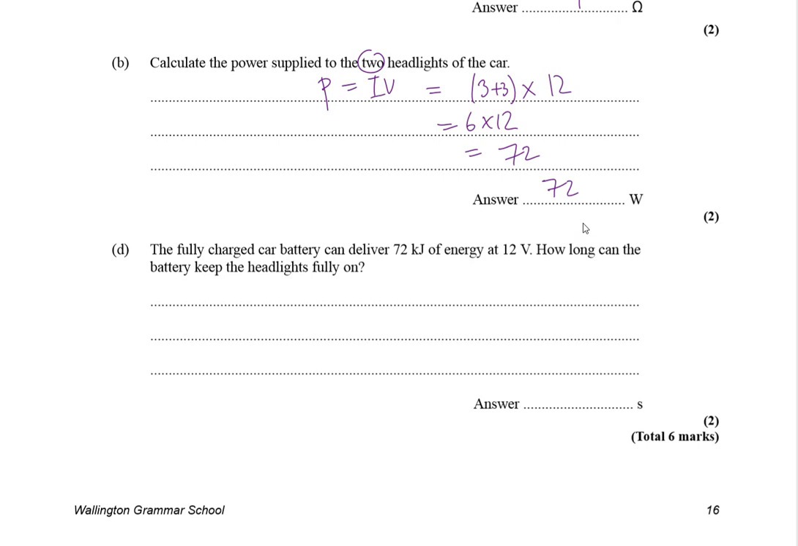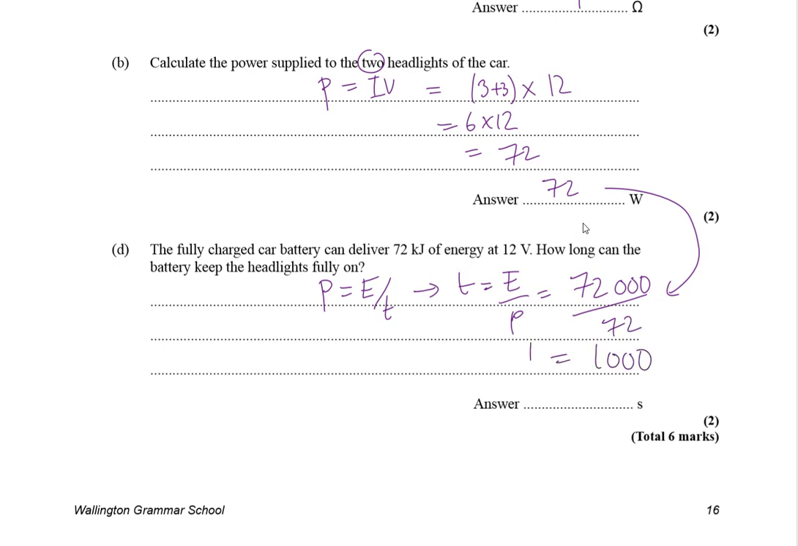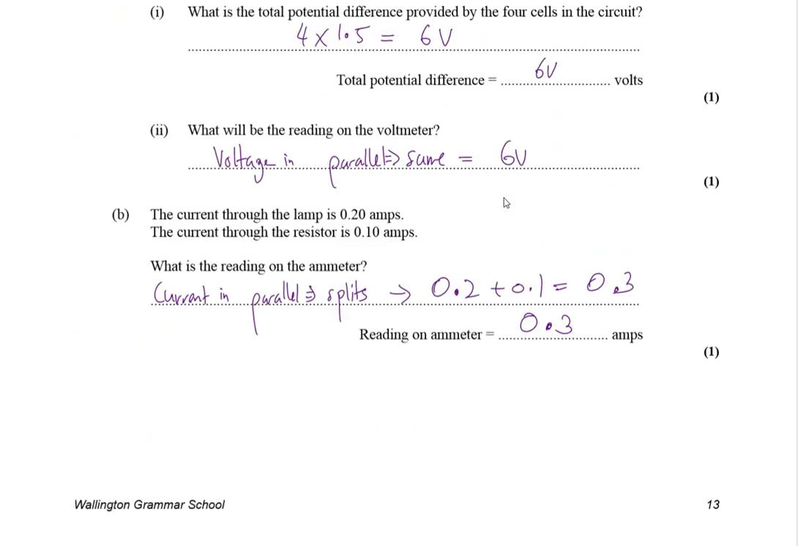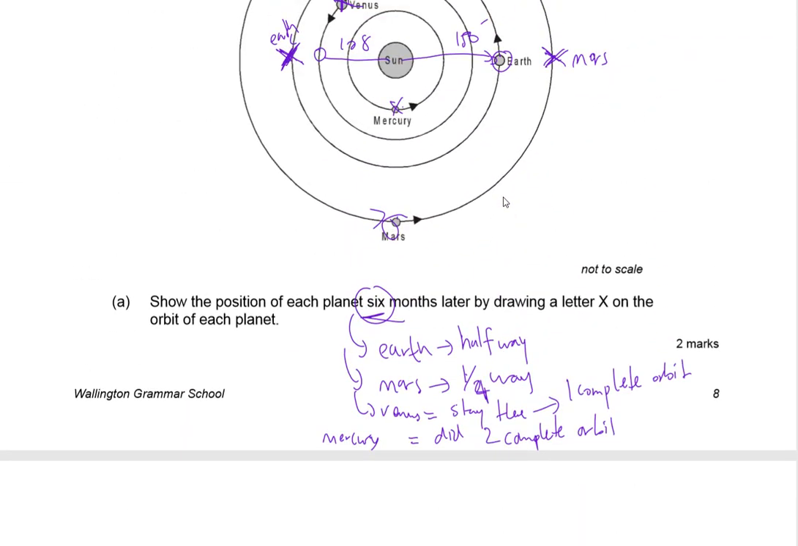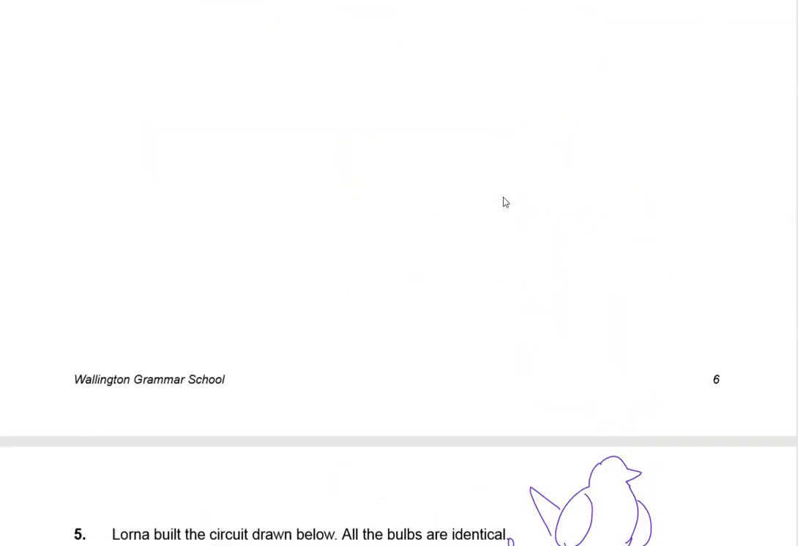Now this one we know power is equal to energy over time. We're looking for time, so time is equal to energy over power. Energy, we know it's 72 kilojoules, divided by power, which is 72, and this will give me 1000 seconds. So therefore the answer is 1000 seconds. Again, if you got this wrong, make sure that it's fixed up properly. Okay, so hopefully we all know what went wrong and how to fix it in the future. Okay, thank you very much.